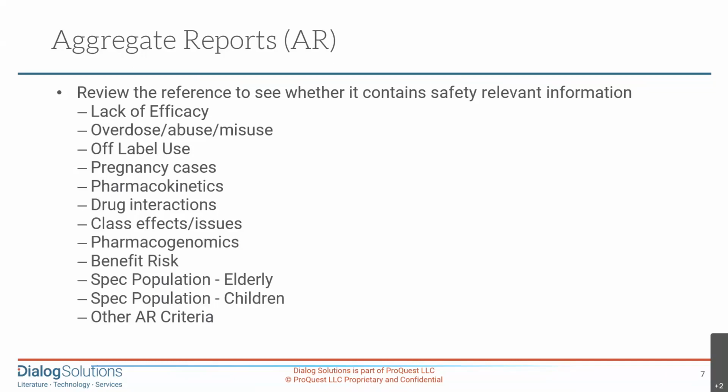And these special populations, pregnancy cases, are very important because when a drug goes through clinical trials, the clinical trial candidates are never pregnant, are never elderly, or are never children. So some of the adverse events don't surface until the products are used in the real world, so to speak.